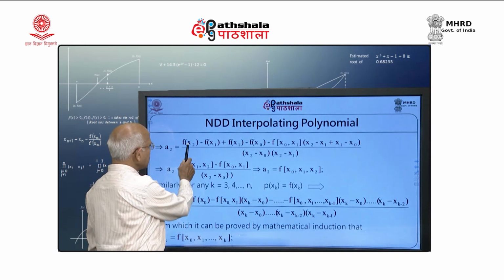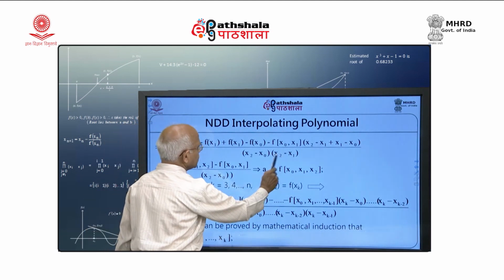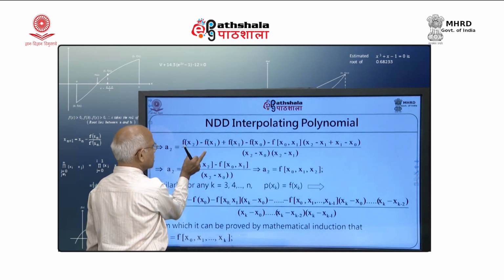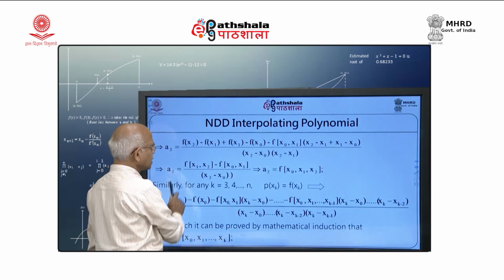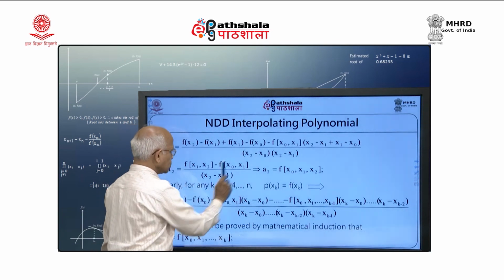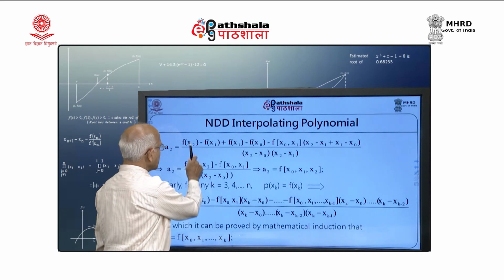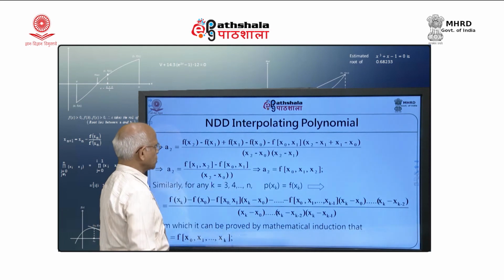So, f(x2) minus f(x1), and I have got (x2 minus x1) here. So, I can take this (f(x2) minus f(x1)) over (x2 minus x1), that will be this, and then this factor will be remaining. So, that will go in the denominator, x2 minus x0. So, that will remain as it is. So, this part is no issue at all.